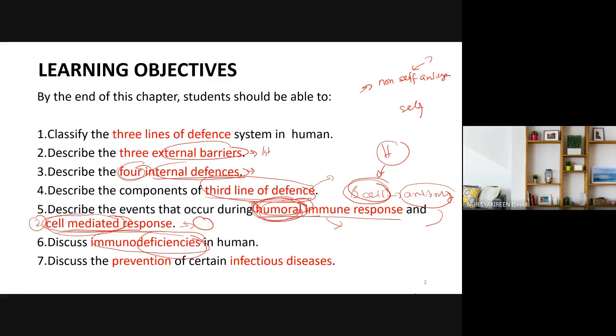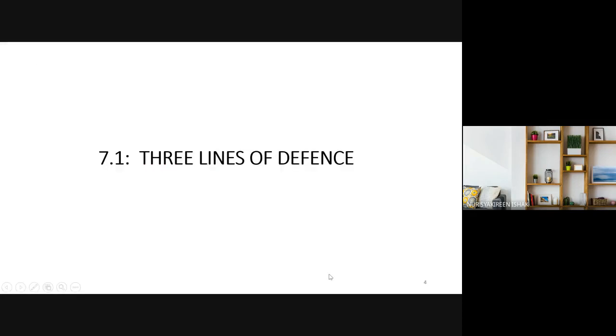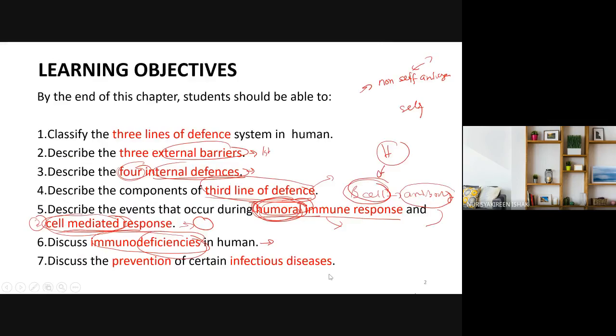Okay, so part ni ada bagi pada dulu immunodeficiency and autoimmune disease. Okay. The last one is discuss on the prevention of certain infectious diseases. So this is the last one. Okay, so learning objective dah lama dah. Nak terangkan satu slide ni pun dah boleh summarize the whole chapter.